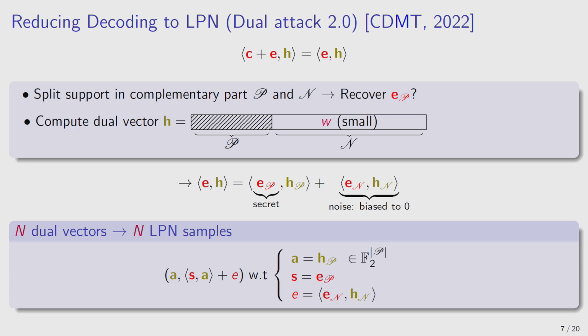So why is this an LPN problem? It's because this noise term on the right is actually biased towards 0. Because the error E is an error vector from the decoding problem, so it has small Hamming weight, and H has been computed with weight W, which is small. So you have a dot product of two sparse vectors, and you have something that is biased towards 0. So our algorithm will compute n dual vectors to get n LPN samples as follows. The dimension of the LPN problem is F2 to the size of P.